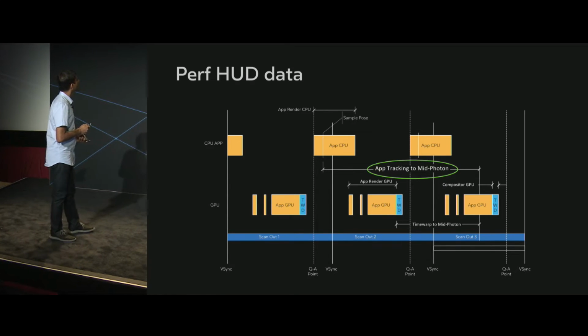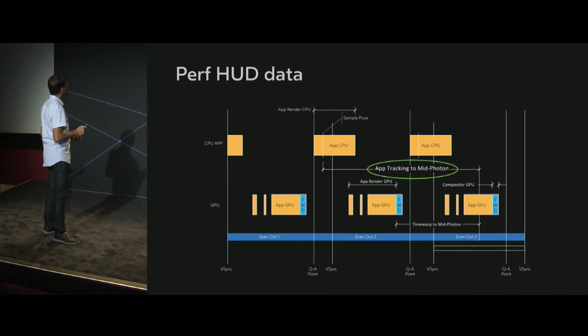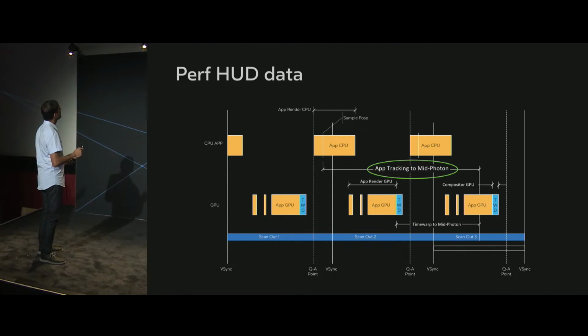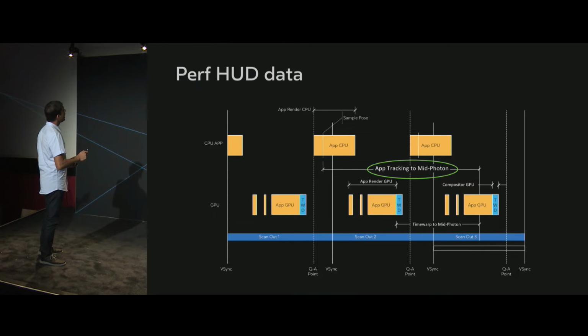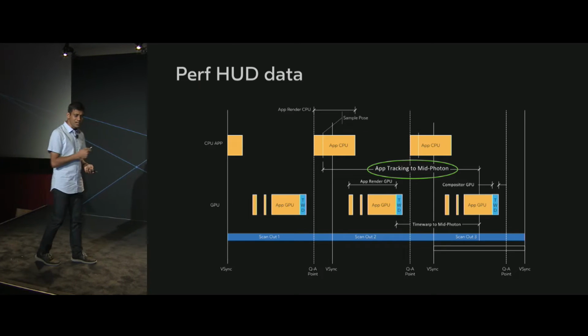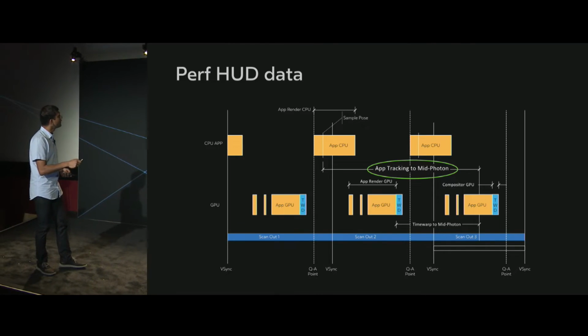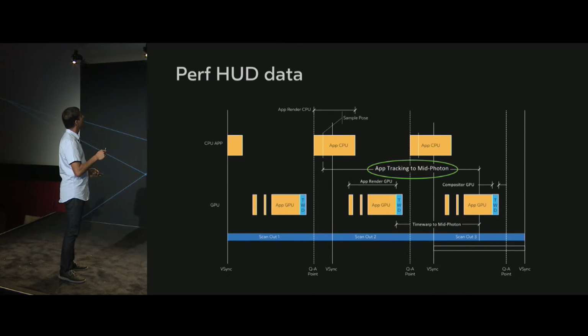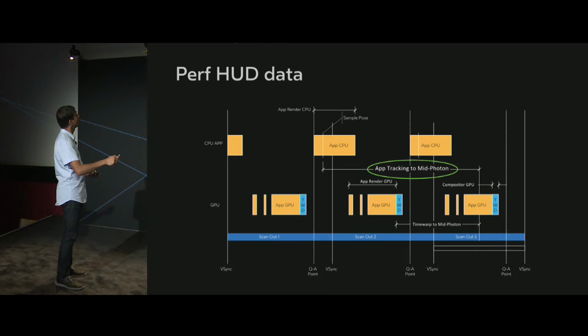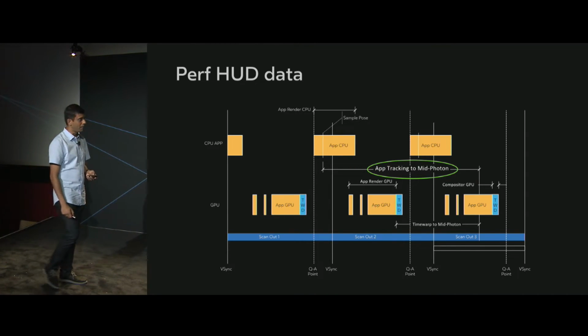The first one is what we call the app tracking to mid-photon latency. This measures from the time the app has sampled the pose, which may not be the first thing, but when it finally does sample the pose, from that point all the way to when that frame actually is scanned out. We take the midpoint of the frame when that is scanned out, and we measure that using a latency tester to know when that frame actually was displayed onto the headset. And so that's the app tracking to mid-photon metric.